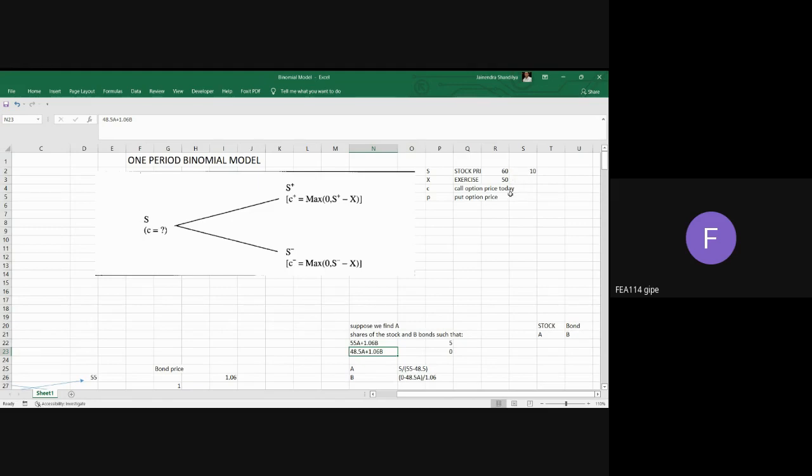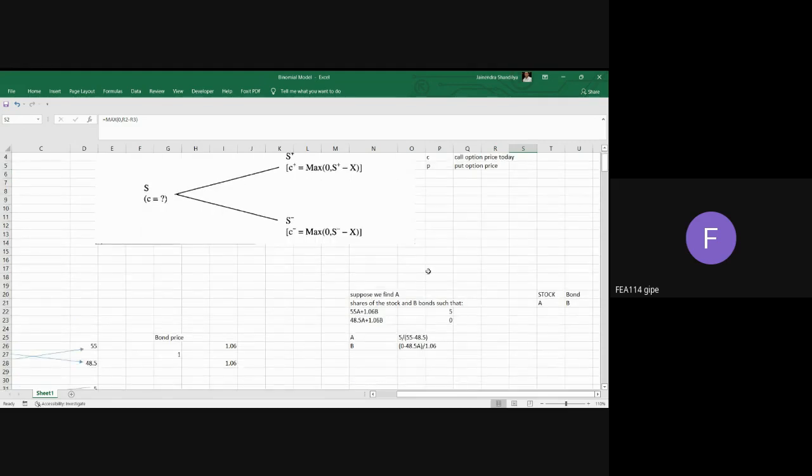So if I make it 55, the call value is 5, and if I make it 48.5, it's 0. So like that, it's giving you the value. This call option value will always keep fluctuating depending on where the stock price is.